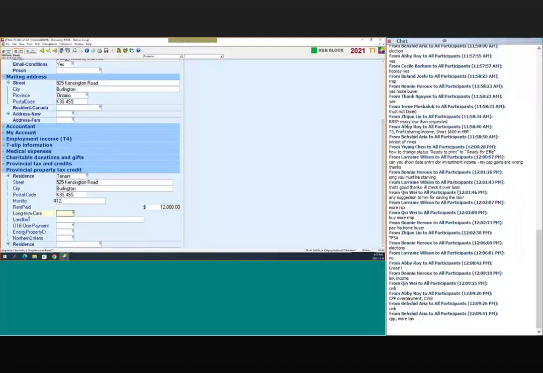This field is not relevant. Is this a long-term care home? No, it's not. Ignore it. Who's his landlord? A lot of times people don't even know who their landlord is, so I'm just going to type in landlord.